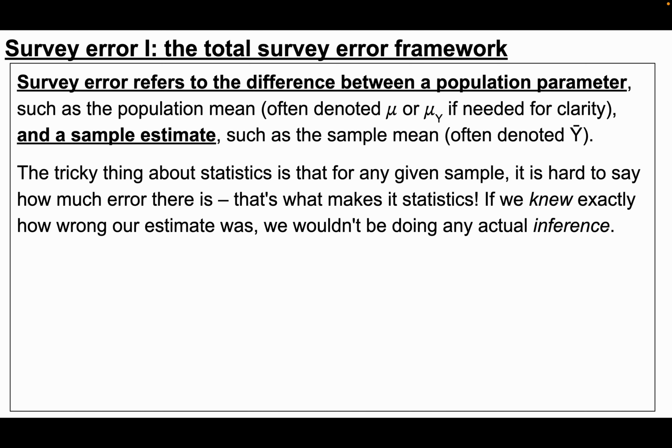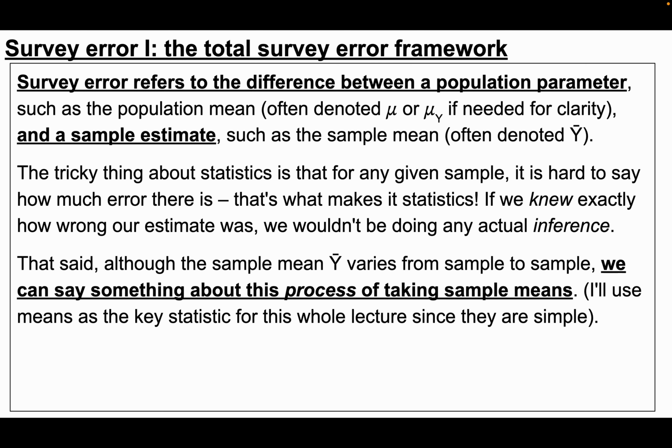So for any given sample, we can't know how much error there is. But what we can do is say something about the process of, let's say, taking a sample mean from a simple random sample. I mentioned above that I'll just use means throughout the lecture, but there are other kinds of things, such as a correlation coefficient or a standard deviation or a regression slope. These are all slightly more challenging to deal with, although we'll see some of that later in the course, so I'm just going to start with the mean.